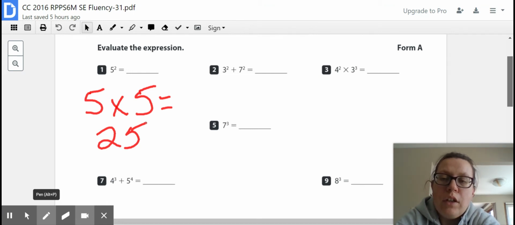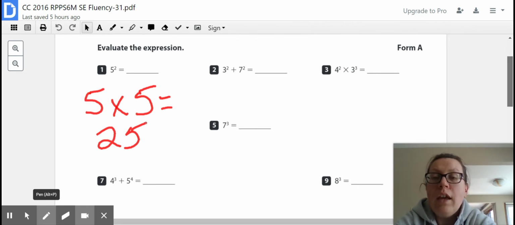We took the base number, which is 5, and we raised it to the second power by multiplying it by itself, so that we have 2 5s there. Okay.